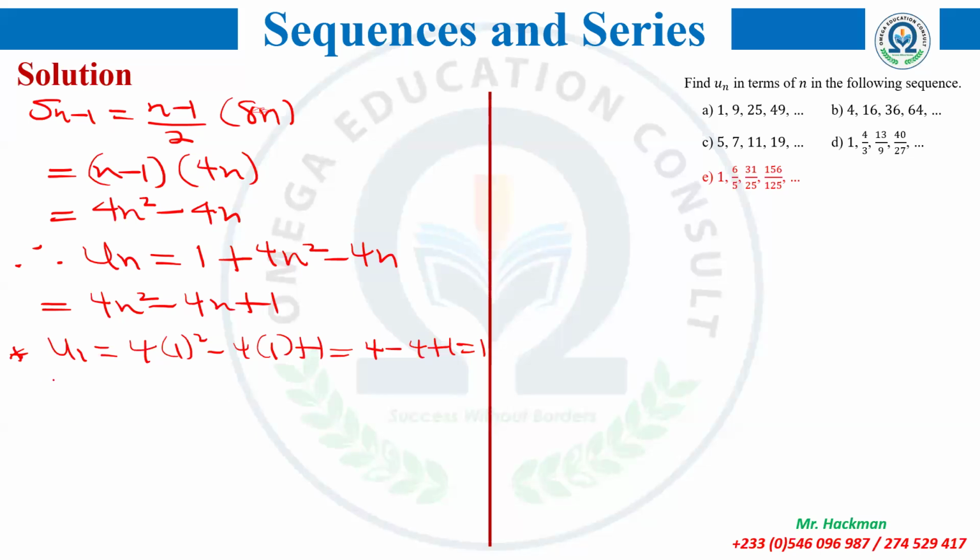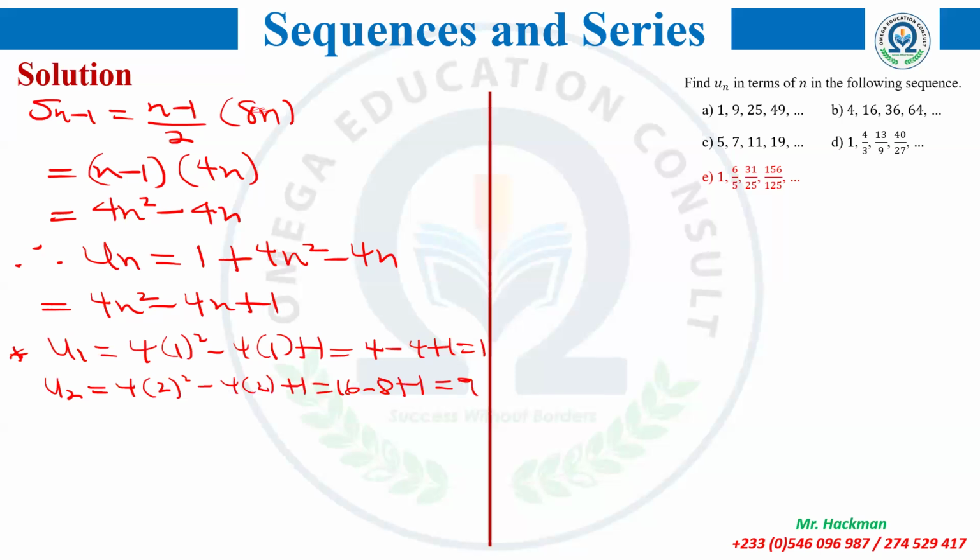So let's test the second term. U sub 2 will be equal to 4 into 2 squared minus 4 into 2, then plus 1. 2 squared is 4, 4 times 4 will give us 16, then 4 times 2 is 8. 16 minus 8 is 8, then plus 1, which is equal to 9. Is it not the same as the second term?